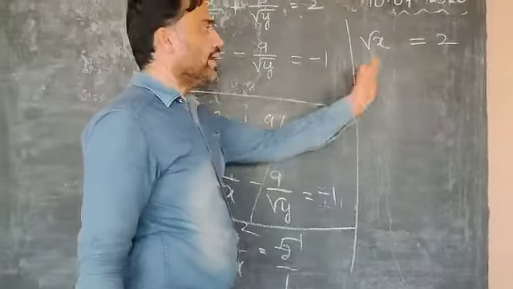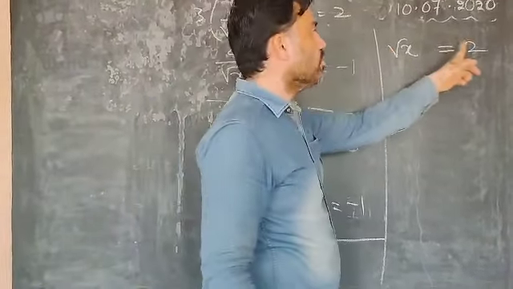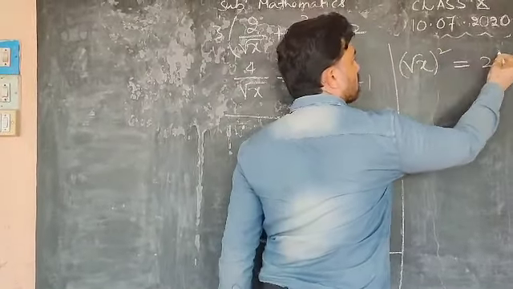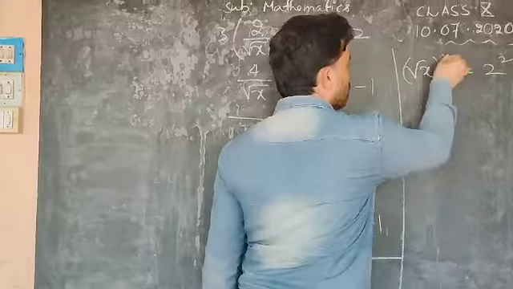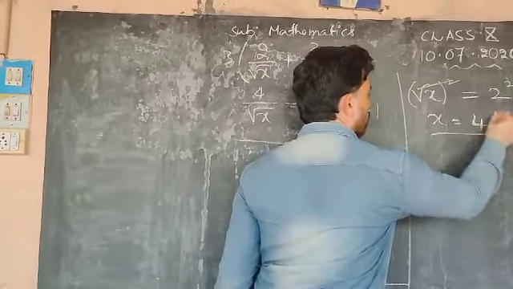Now you can do squaring on both sides. Or otherwise directly, if you remove the root, you have to put the square. Or else if you are not understanding, put squaring on both sides. So square and root cancel. x is equals to what now? 2 square. 2 square is 4.